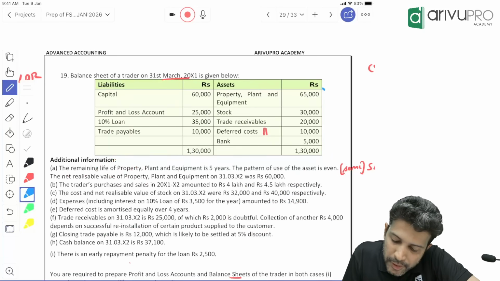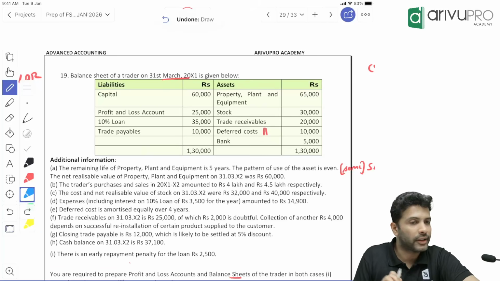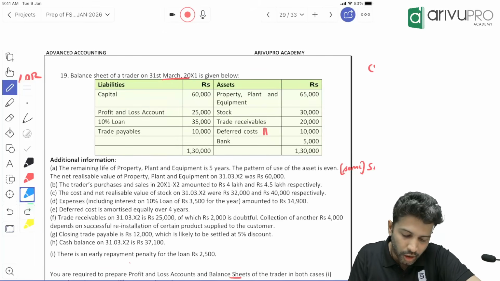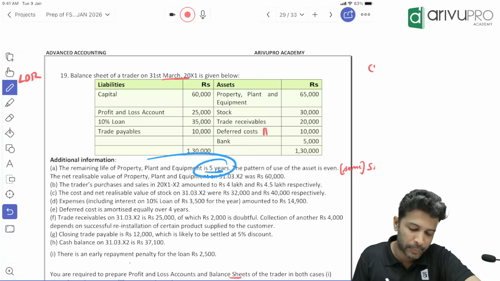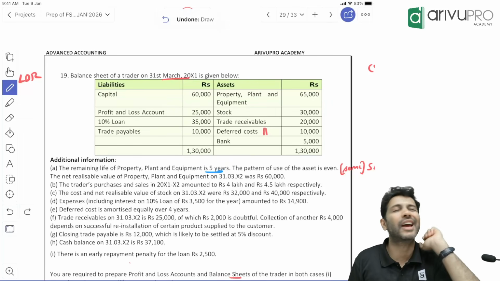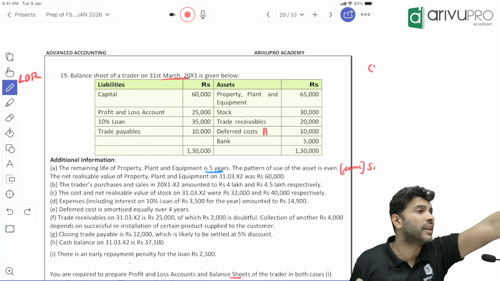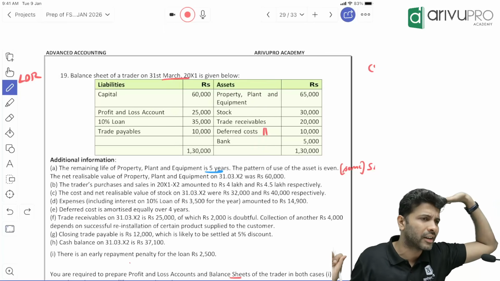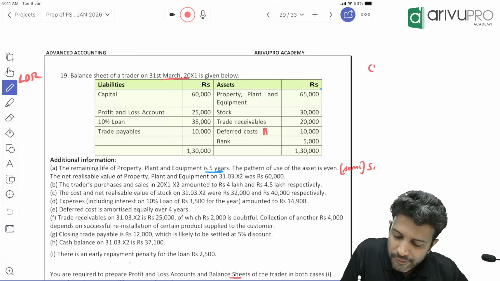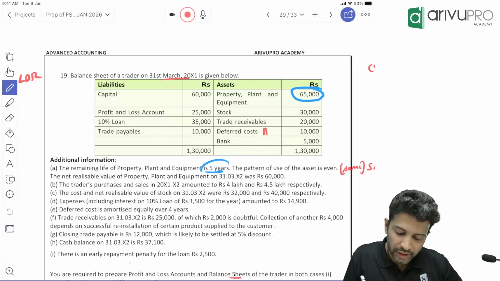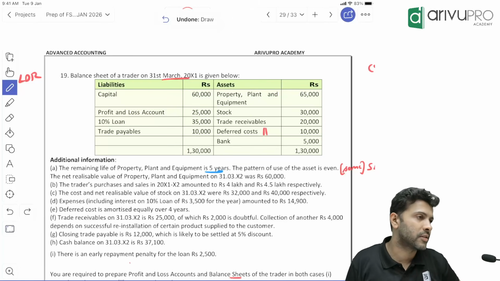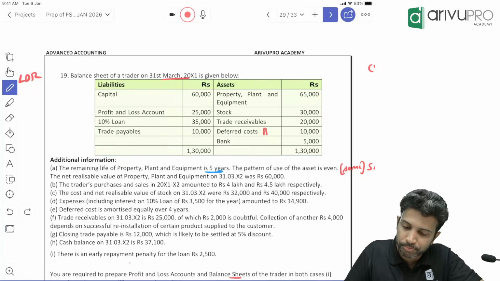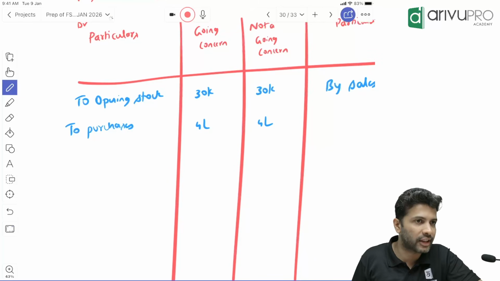Sir, how much is PPE ka value? 65,000. Last year ka closing balance will become current year ka opening balance. How much is the life of the PPE remaining? 5 years. If entity is a going concern, should we have to worry about anything or normal way? Normal way. 65,000 is asset ka value and the asset has a life of 5 years. Will you depreciate the asset? Yes. Depreciation as an expense.